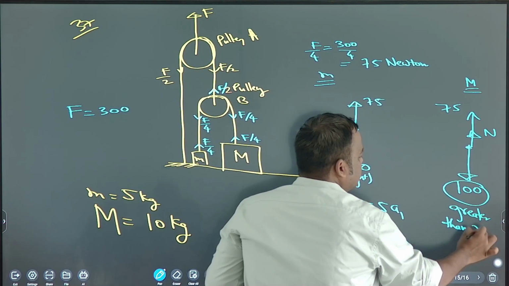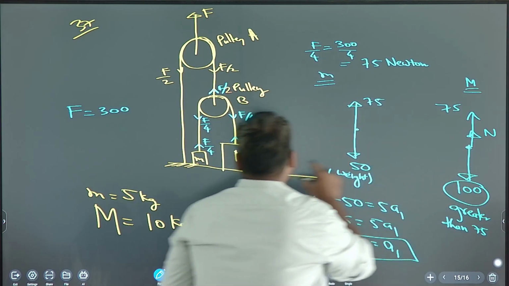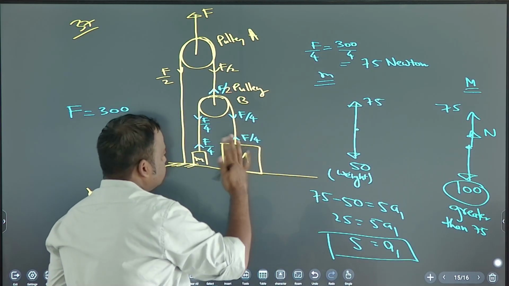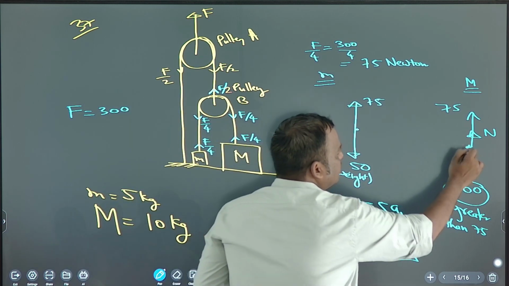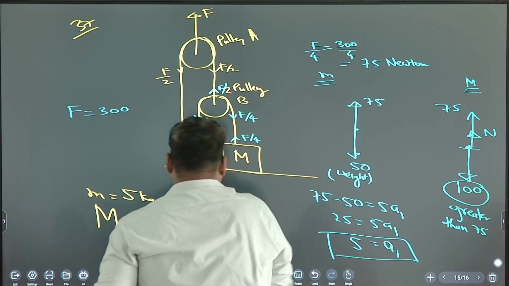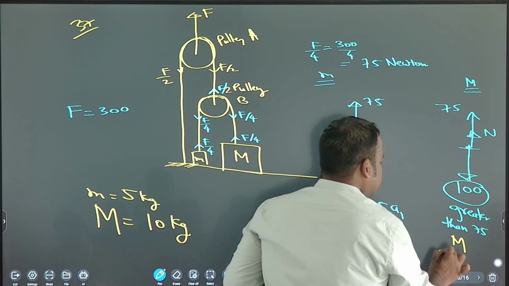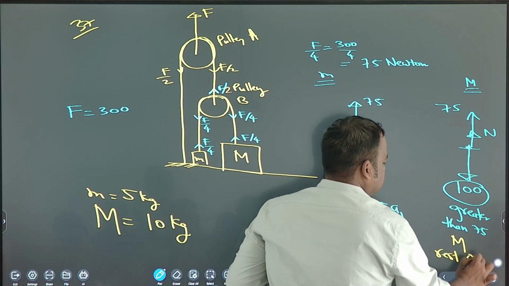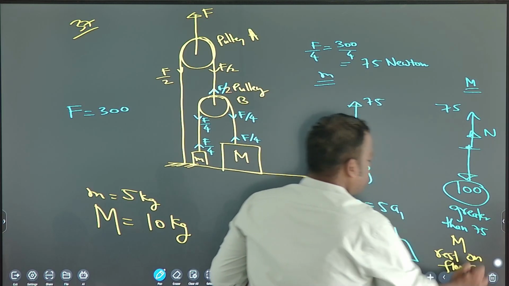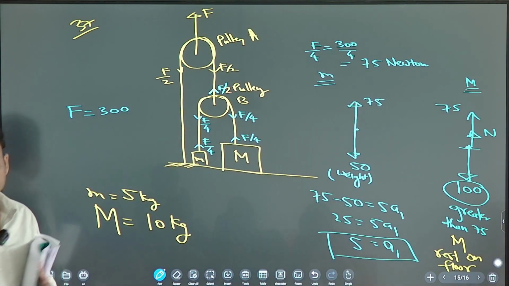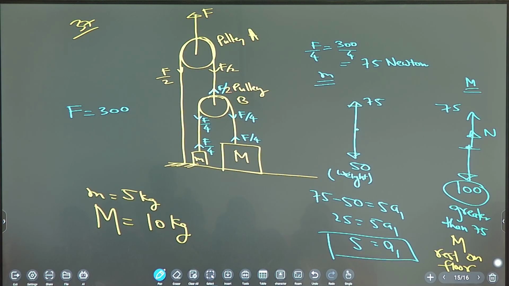It is greater than 75. So capital M will not go up. It is resting on the floor. Capital M rests on the floor.